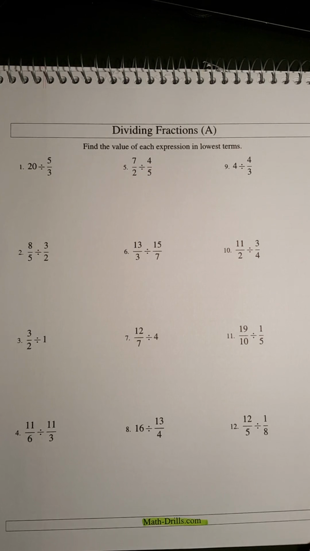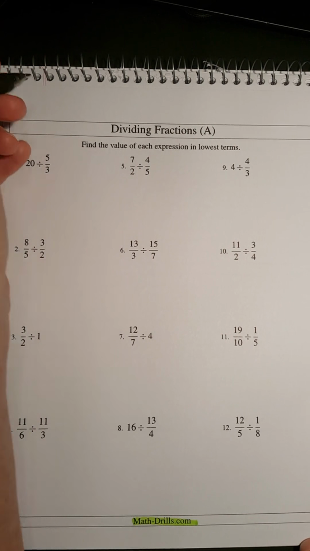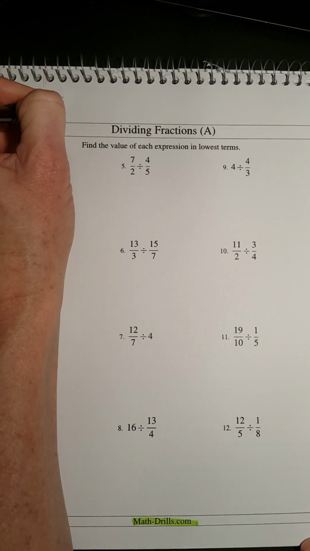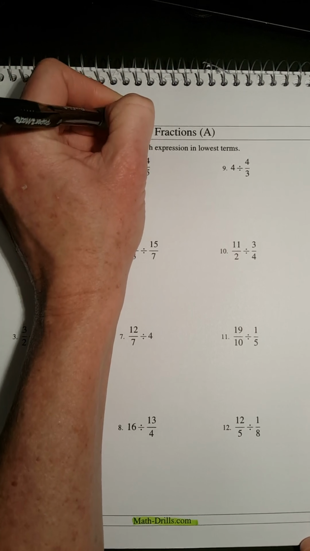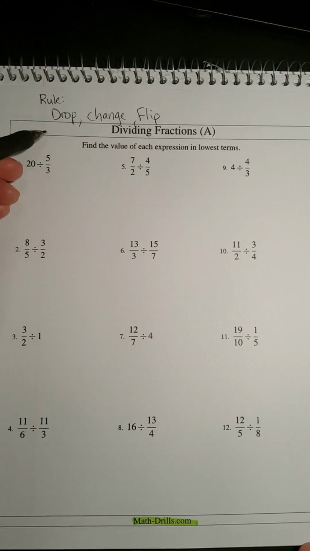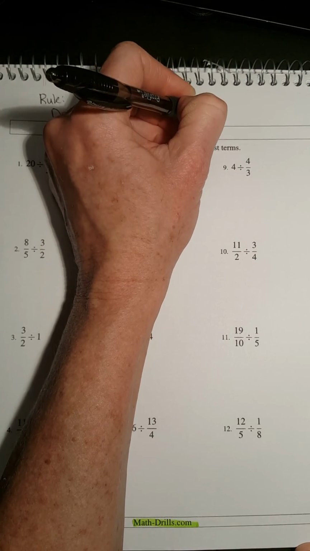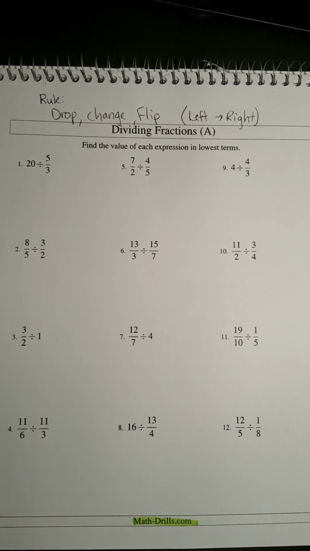So anyways, let's talk about dividing fractions. Let's remind ourselves. I'm going to put the rule up here at the top of the page. The rule for dividing fractions is really simple. You need to drop, you need to change, and you need to flip. And you need to do it in that order from left to right. It's really important that you work left to right. Maybe we should write that, left to right. A lot of math is left to right. I really enjoy dividing fractions using this method, so let's see how we do.